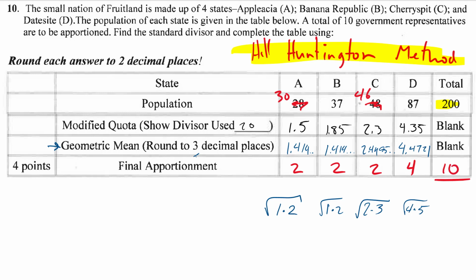We're perfect. If this didn't work, then what we'd have to do is change that divisor. We can change it up or down, and usually you're going to be rounding it down until this is exactly 10.